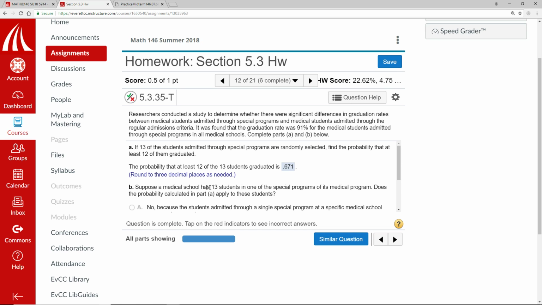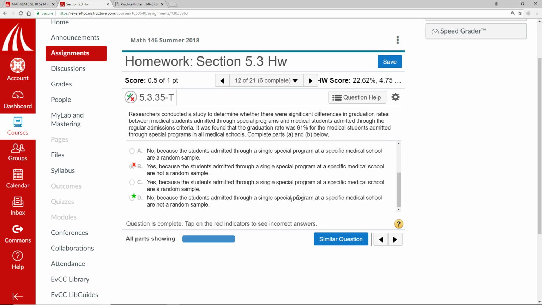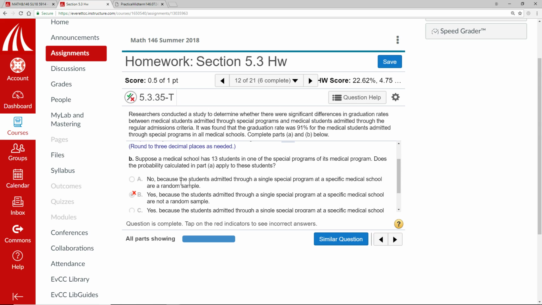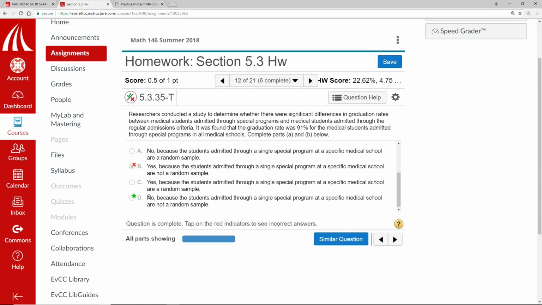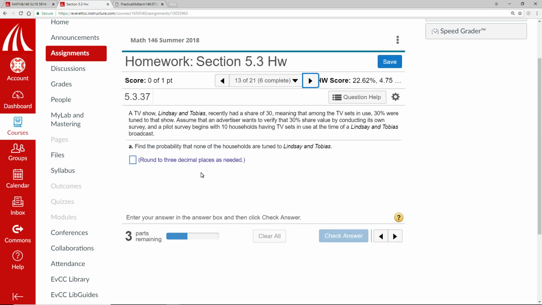Suppose a medical school has 13 students in one of the special programs of its medical program. Does the probability calculated apply to these students? And we're saying no, because the students admitted through a single special program in a specific medical school are not a random sample. So it broke down the criteria for the binomial, one of the assumptions in that. Let's keep going.